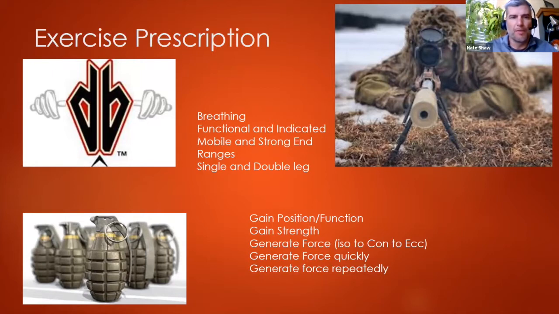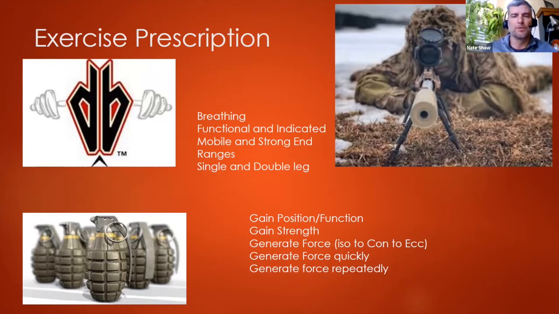So the things that we're going to focus on: breathing, functional and indicated exercises. We want to be mobile. We love mobility. We love flexibility. We like yoga if it's the right time. We like all those things. Just we want it to be right for the right guy. Mobile and strong is what we need. And we do a lot of strength stuff. We do a lot of single leg. We do probably less double leg strength, less bilateral training, possibly than most teams.